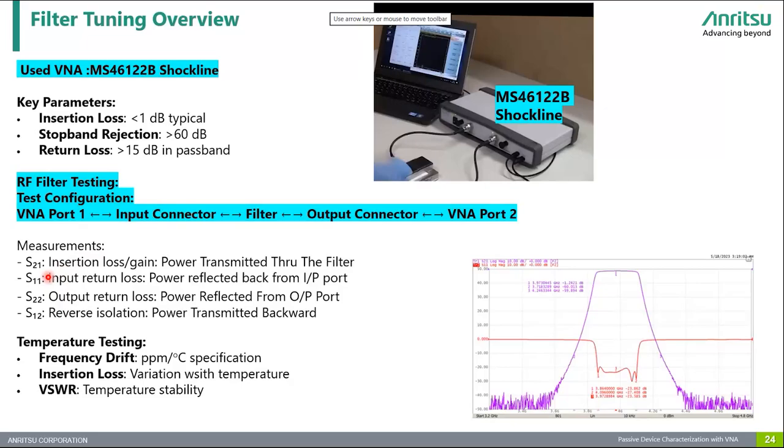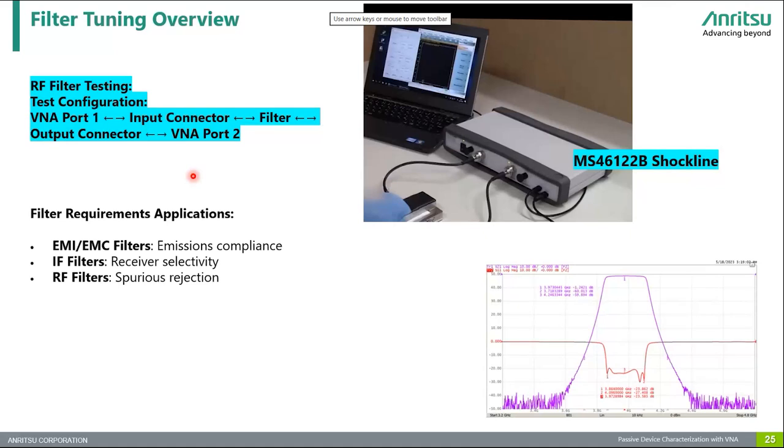The measurements: S21, insertion loss or gain, will indicate how much signal passed through the filter, and S11 reflects the input return loss, which is power reflected back from the input port, and S22 shows reflections at the output port, and S12 is the reverse isolation, which is power transmitting backward. The key performance parameters we're looking for in a well-designed filter include insertion loss of 1 dB in the passband, stop band rejection greater than 60 dB to effectively block unwanted frequencies, and return loss greater than 15 dB in the passband, ensuring good impedance matching.